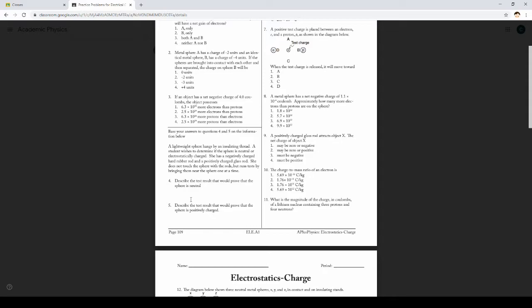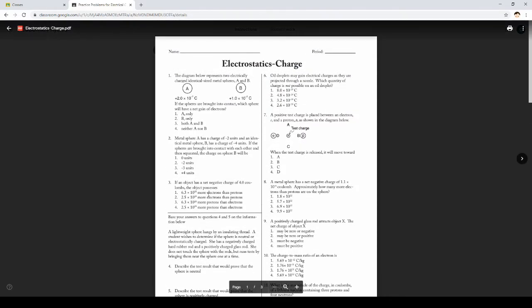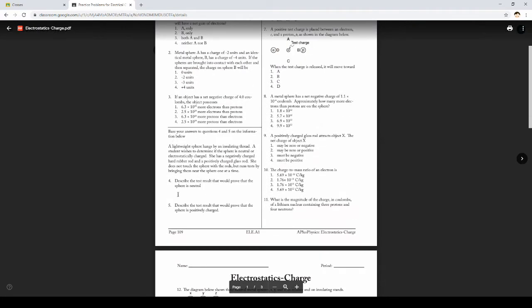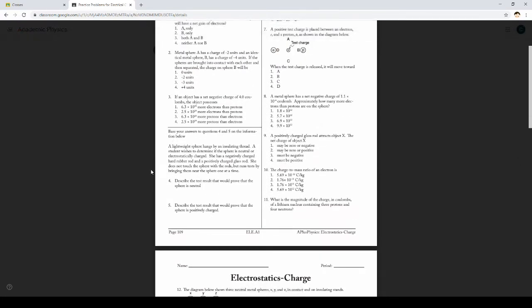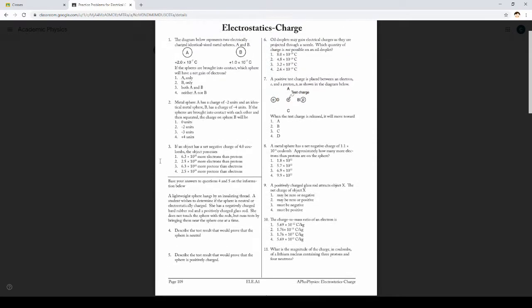Number 5, describe the test result that would prove the sphere is positively charged. If it is repelled from a positively charged object, then it is positively charged. You can really only tell what something is based on the repulsion, because if it is attracted, it could be oppositely charged or it could be neutral and just polarized.